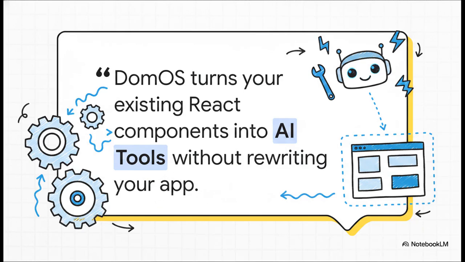So the developers lay it out with this pretty bold manifesto. DomOS transforms your existing React components into AI tools without rewriting your application. And that's exactly the magic here. The goal absolutely isn't to trash your existing codebase or just hallucinate an entirely new UI from scratch. You keep your app, your business logic, and your components exactly as they are. DomOS just hooks an AI agent into your interface, letting it basically see what the user sees and act on it using tools you explicitly declare.